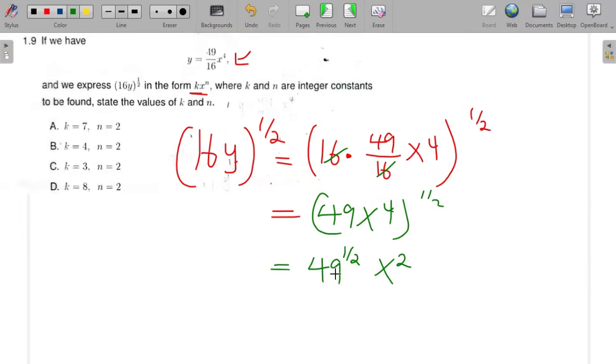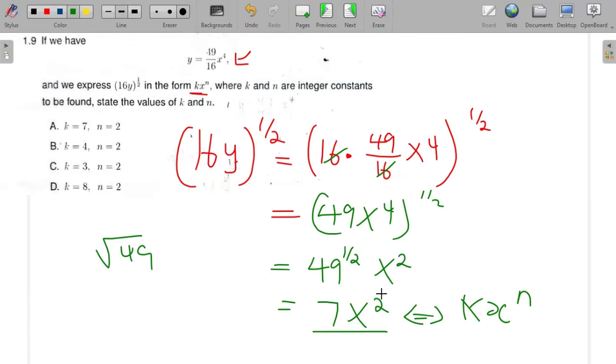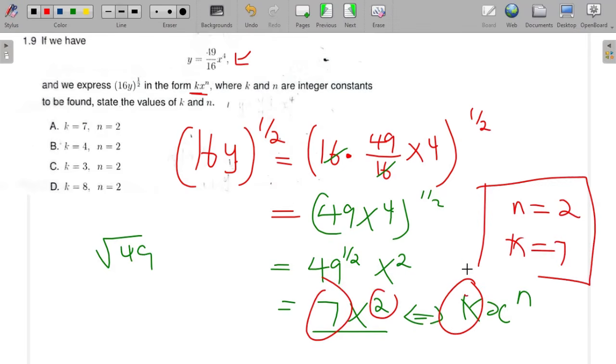So now what is 49 to the power half? 49 to the power half is the same as the square root of 49, which will just be 7. And then I have x to the power 2. So this is the form that they wanted. Okay, they wanted k x to the power n. So now we can get our k and our n. So our n will just be the power there, which is 2. Our k will just be this 7. So k is equal to 7. So you go for the option that has these correct answers here. So that is option A, right? So we're going to select option A there as the correct answer.